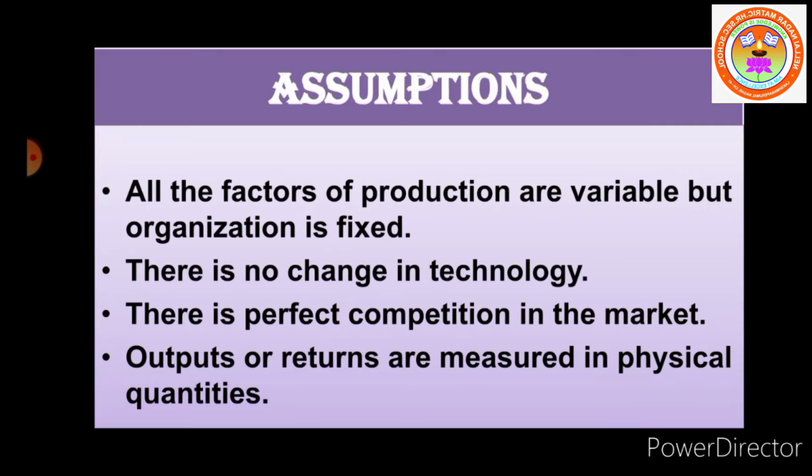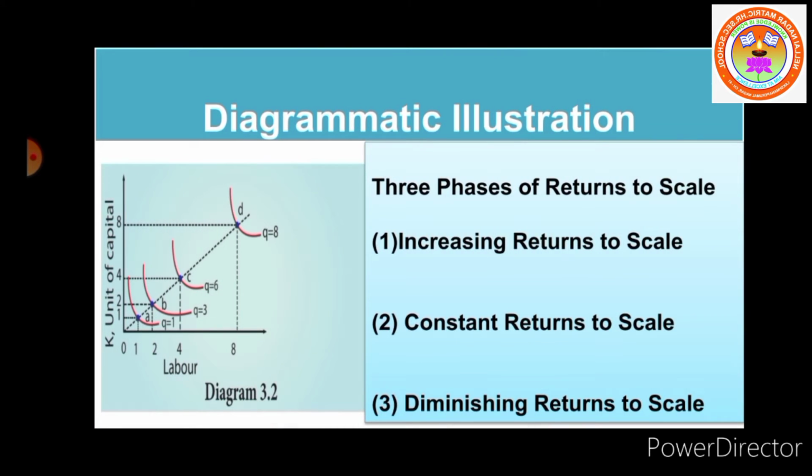All the factors of production like land, labor and capital are variable, but organization is fixed. There is no change in the technology. There is perfect competition in the market. Outputs are measured in physical quantities. The law of returns to scale is also explained in 3 stages: increasing returns to scale, constant returns to scale and diminishing returns to scale.